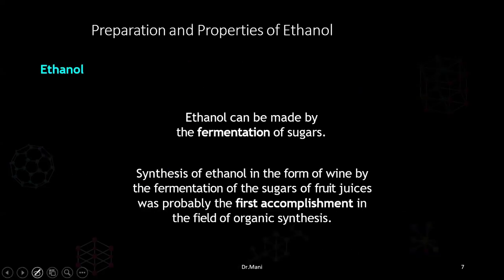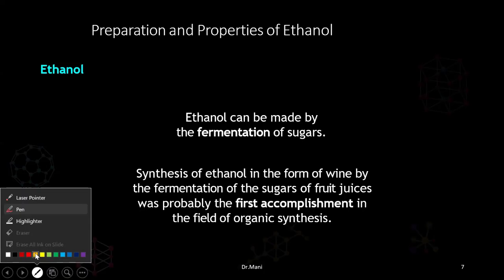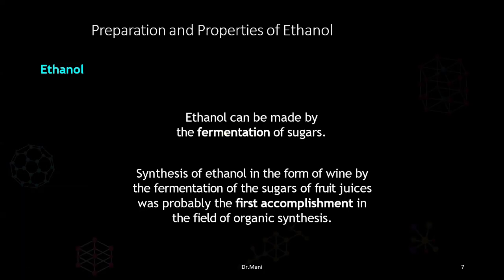Okay. So that's about methanol. So how do we prepare ethanol? Ethanol can be made by the fermentation of sugars, such as in the form of wine. That means the fruits and sugars spoil in the absence of oxygen, and some fungi or bacteria will act on this, and it will decay and form ethanol. So what is ethanol? It is nothing but the spoiled sugar cane.